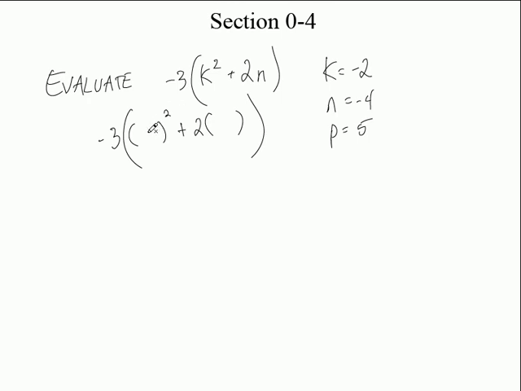So what do I put into this parentheses? A -2. Okay, it's a -2. And what do I put in for this parentheses right there? The n. Put a -4. Alright? So now I can actually start working this thing out. Look, the very last thing I'm going to do is multiply by this -3.